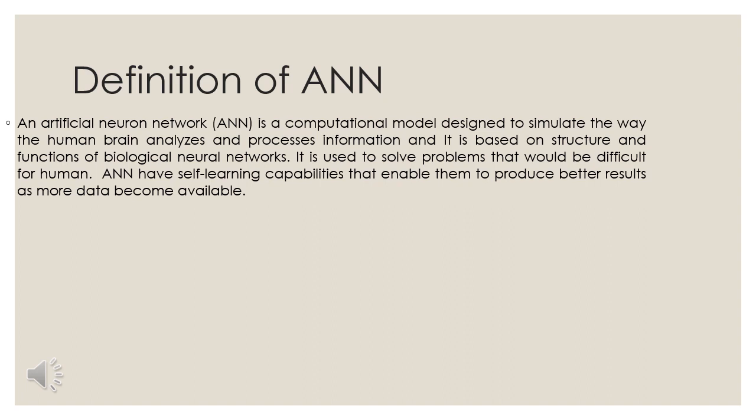Next we have a definition of ANN. An artificial neural network, that is ANN, is a computational model designed to simulate the way the human brain analyzes and processes information, and it is based on the structure and functions of biological neural networks. It is used to solve problems that would be difficult for humans. ANNs have self-learning capabilities that enable them to produce better results as more data become available.